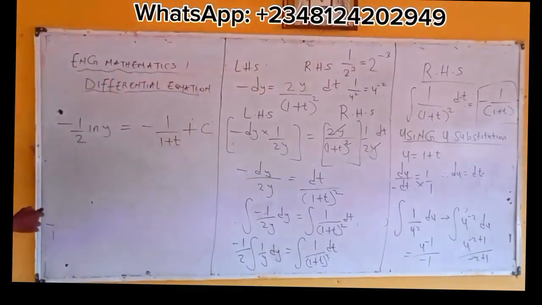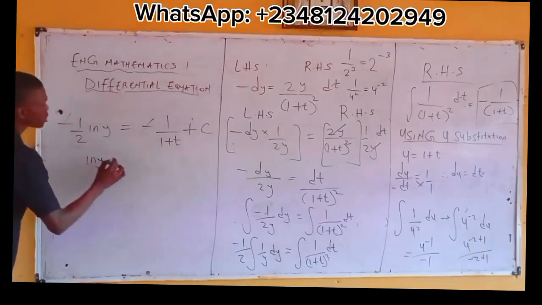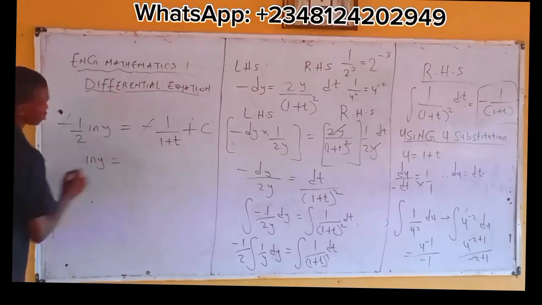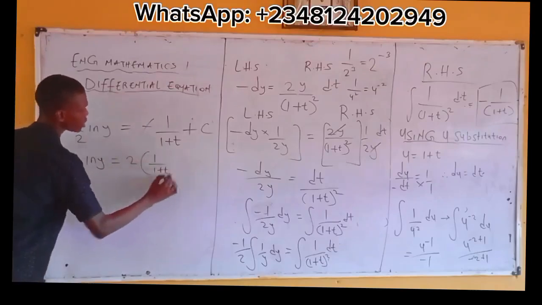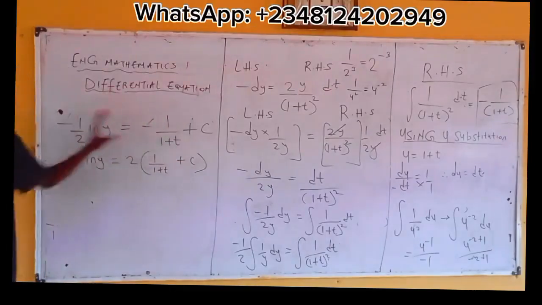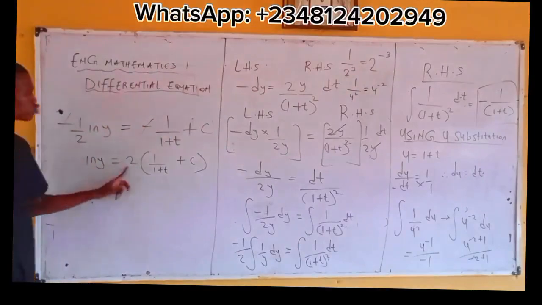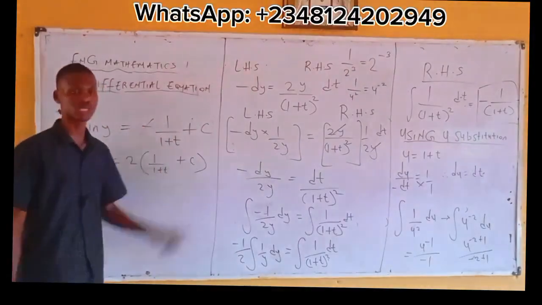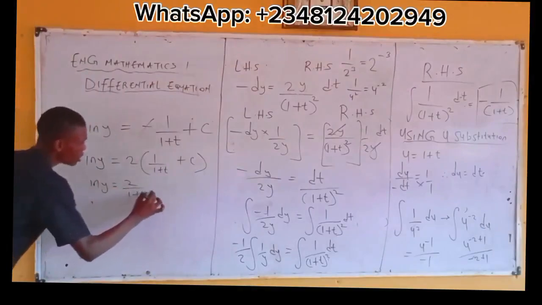Then from here, negative cancels negative. Then you have ln y is equal to 2 all into bracket 1 over 1 plus t plus c. Up to this level, this is the left hand side, this is the right hand side. Observe, negative cancels negative. We are left with ln y is equal to 2 all into bracket 1 over 1 plus t plus c. Now open up, meaning that ln y is equal to 2 divided by 1 plus t plus 2c.